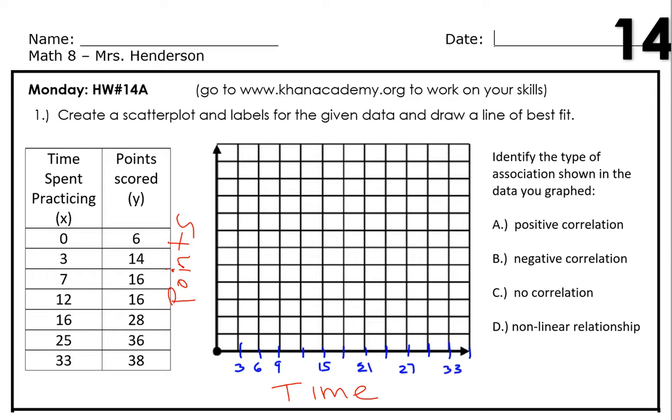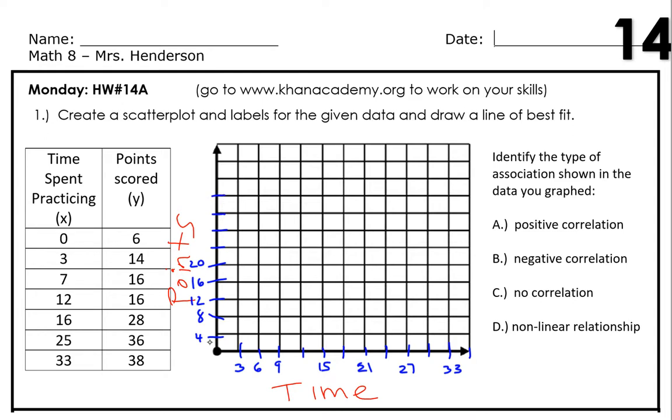Now let's take a look at our y-axis, which are our points scored. And I need to go from 6 to 38. Well, this one went up to 36, and I need to go a little higher than that. I need to get up to 38. So I think I'll go by fours, right? So 4, 8, 12, 16, 20, 22, 24, 26.